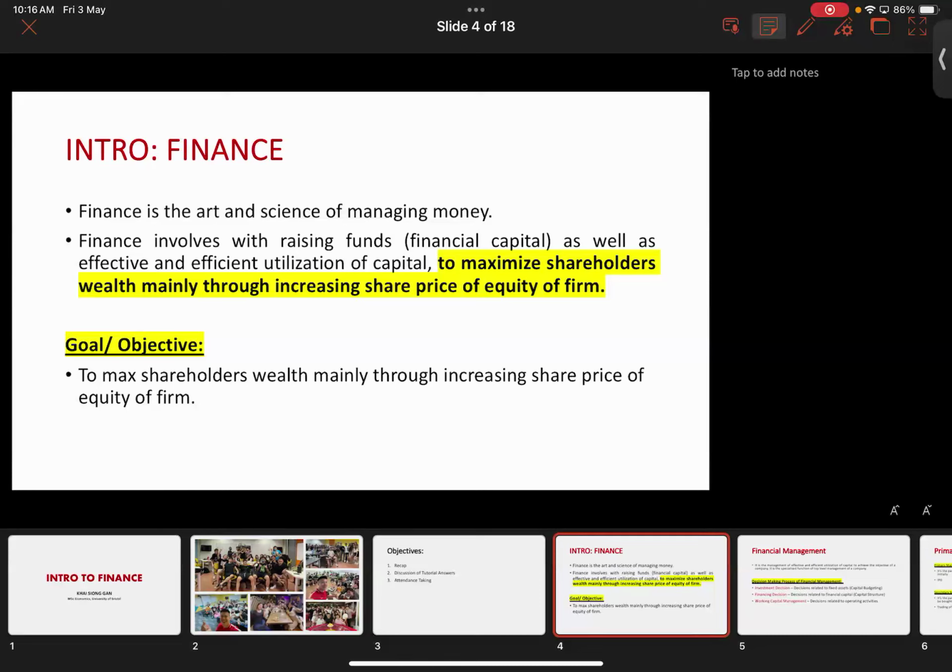So that is the goal of finance. I put it at the bottom here as well: the goal of finance is to maximize the shareholder wealth, mainly through the increasing of the share price. Now, in midterms, there will be questions where they ask you the goals of finance. Sometimes, instead of saying share price, I can talk about the market value of the share of the company. It is the same thing, so I can replace the word share price with market value. Remember, this is the goal of finance.